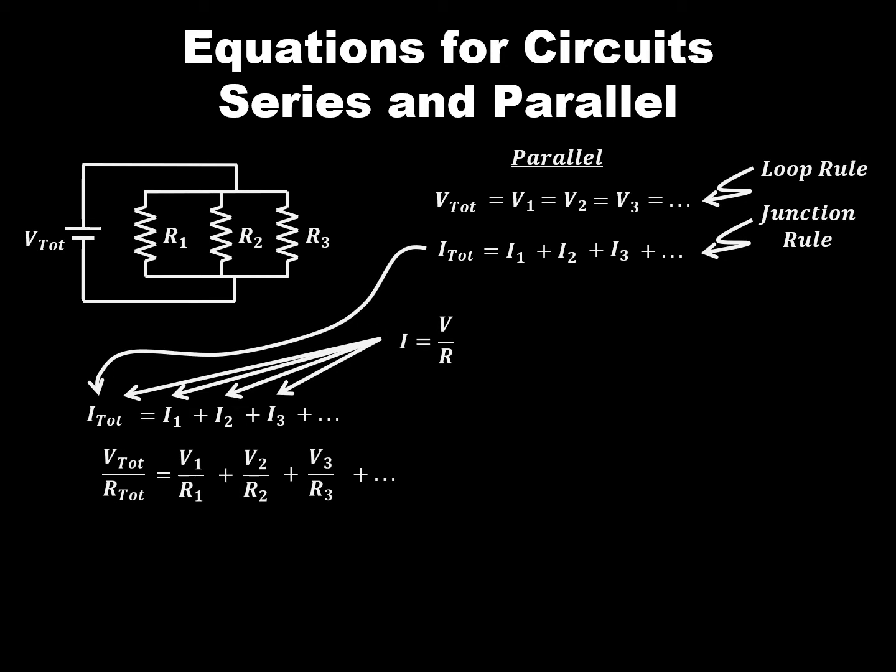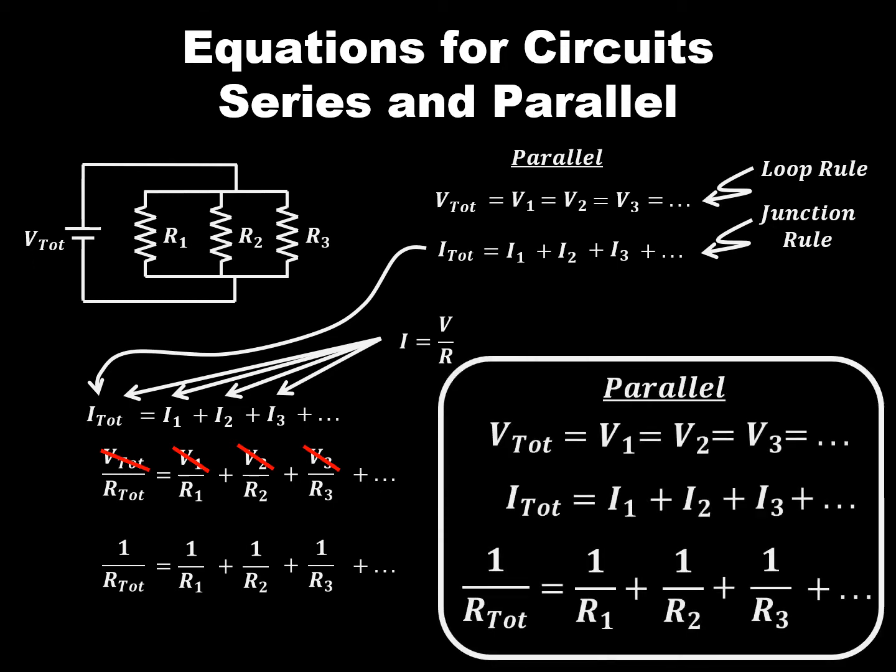Well, if you notice up here, our total voltage is going to be equal to each of the other voltages. So that means that this voltage and this voltage and this voltage and all of them are going to be equal to each other, which means I can cancel them off. They're a common factor between the terms, and that means I can cancel them. That leaves me 1 over the total resistance. It's going to be equal to 1 over resistor 1 plus 1 over resistor 2 plus 1 over resistor 3. And that gives us our 3 equations that we have for our parallel circuits.